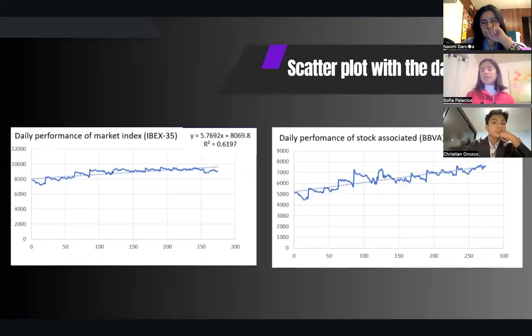Also, as additional information, we got the scatter plot with the daily returns for the daily performance of the market index individually and for the associated stock individually, in which we also got its trend line, its equation of type y equals mx plus b, and its R squared values.